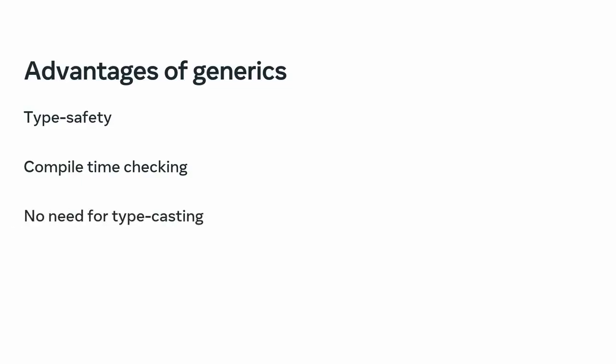Now, let's discuss the advantages of generics in Kotlin. There are 3 advantages of generics in Kotlin. Type safety: generics provide type safety by storing only objects of the parameterized type. Compile time checking: the parameterized types are inferred when the code is compiled. This helps to avoid issues from occurring when the code is running. And no need for typecasting: there is no need to typecast the objects. The compiler generates the required code to replace the parameterized type with the inferred types.